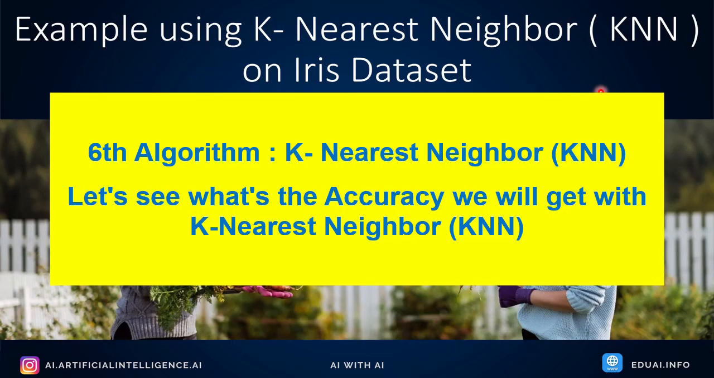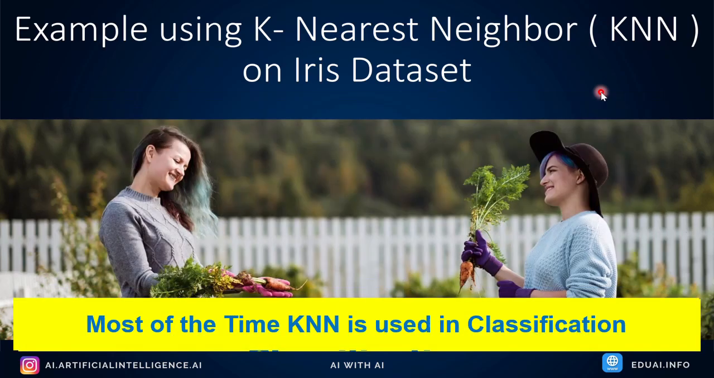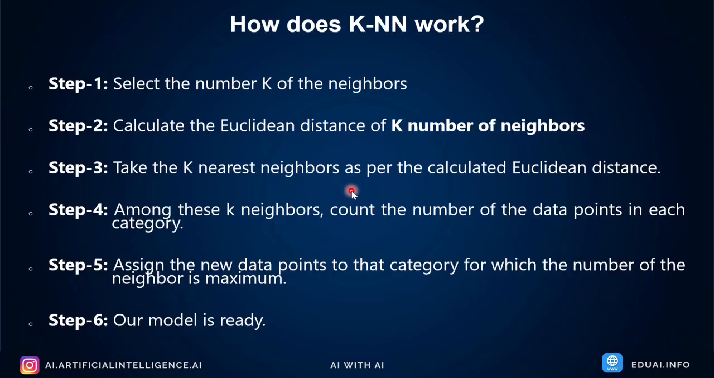Let me talk about KNN in short, what it really means and how KNN works. KNN is a supervised machine learning technique, most of the time used for classification problems. It can also be used for regression, but most of the time used in classification. So how does the KNN algorithm work? It is so simple. First, decide how many neighbors you want to ask. The value of k is nothing but the number of neighbors we want to consider. Then calculate the distance from the new data point.